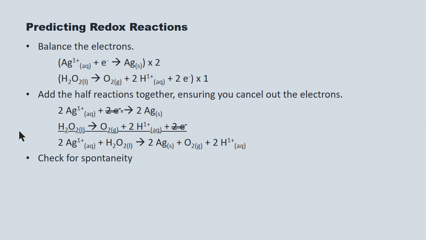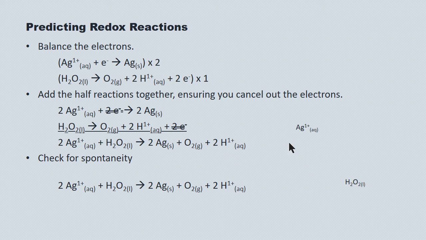And we check for spontaneity, and we do that in the same method with the left-hand, right-hand rule. Here's the silver ion as it exists in your reduction table, and here's the peroxide molecule. So you put your left hand on the silver ion in the reduction table, and your right hand on the peroxide molecule in the reduction table. And if your left hand is higher, then electrons are going to spontaneously flow. And in fact, your left hand is higher, so this is a spontaneous redox reaction, and electrons will flow from the peroxide to the silver ions. We designate that with the indication spont above the arrow.